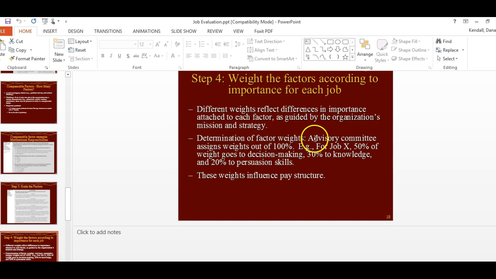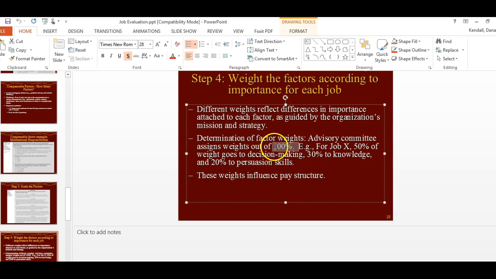Determine the factor weights. So we want to assign out of 100%, meaning the total content domain of this position, how much goes to which compensable factor. So we have the compensable factor of decision making. And let's say for job X, we need 50%. So this is a high decision making. You spend about 50% of your time, effort, goes to that, and we want to reward people based on that, and 30% goes to knowledge and 20% goes to persuasion skills. So these add up to 100%, and we have that breakdown.